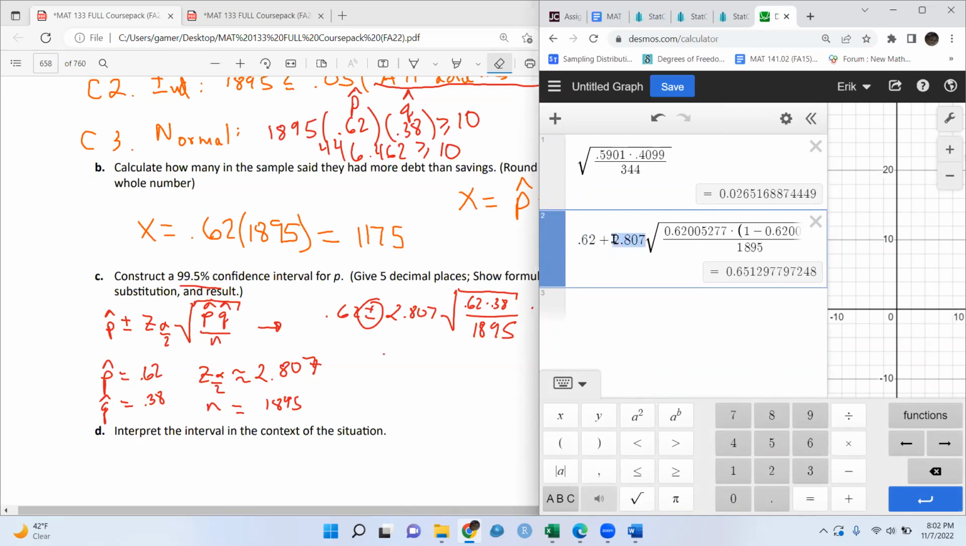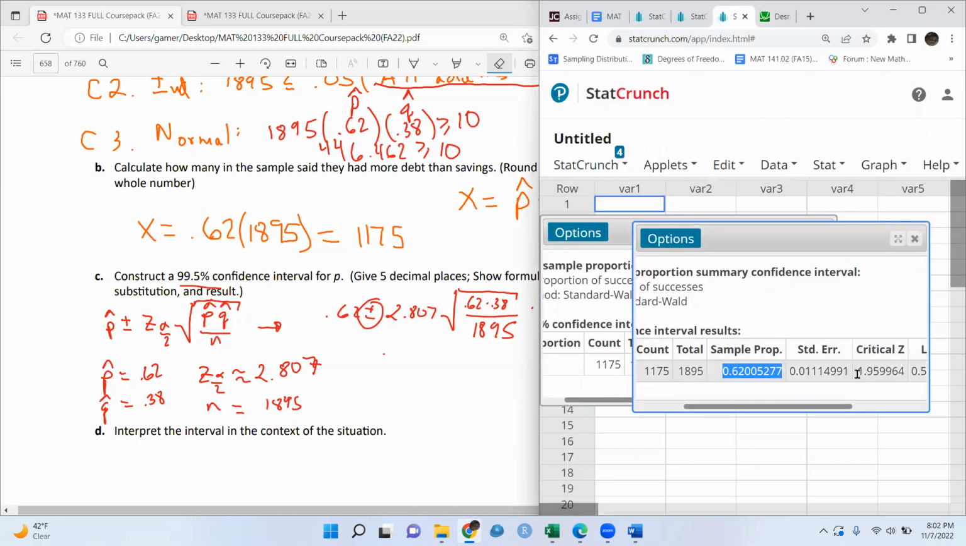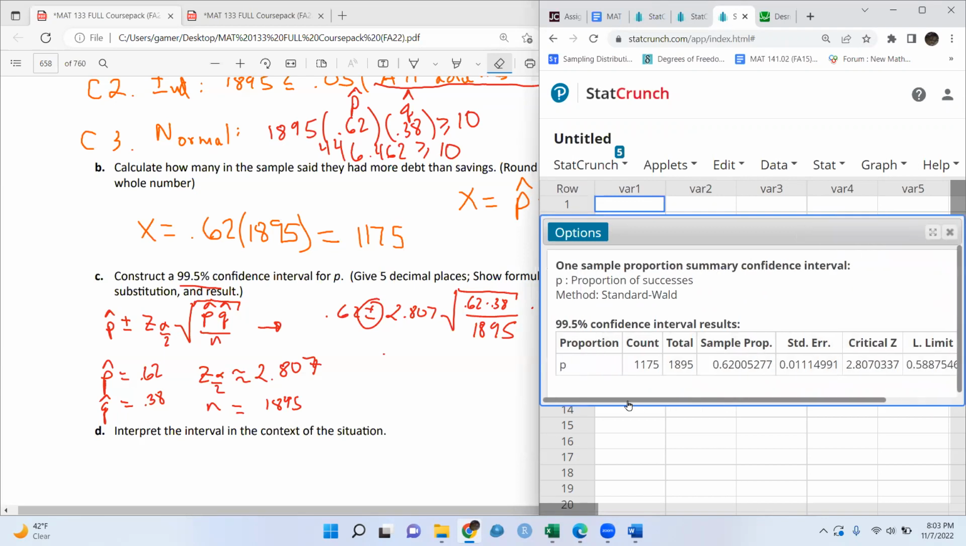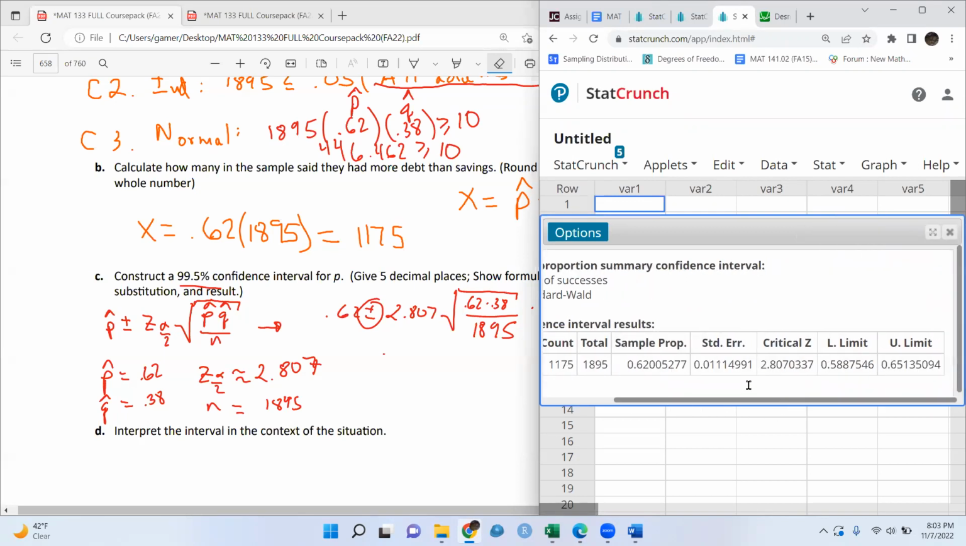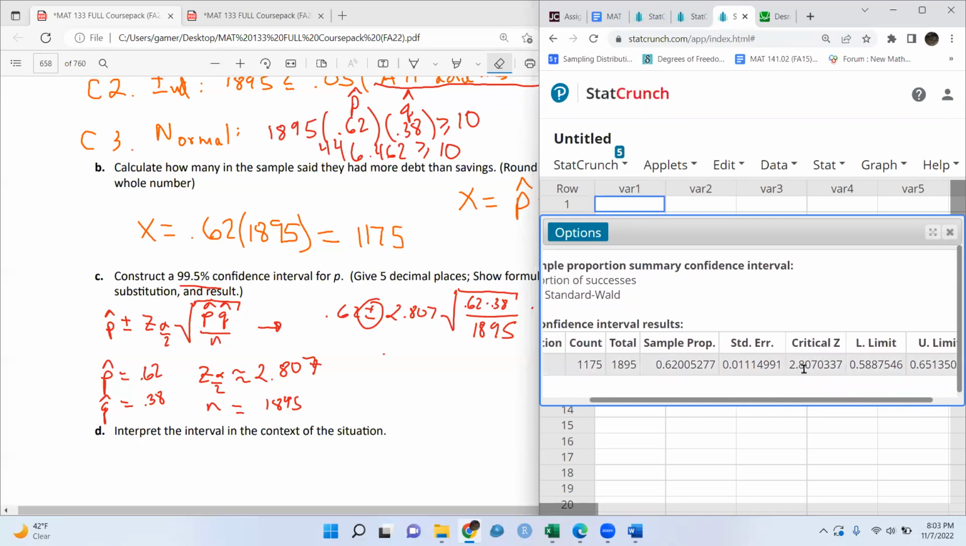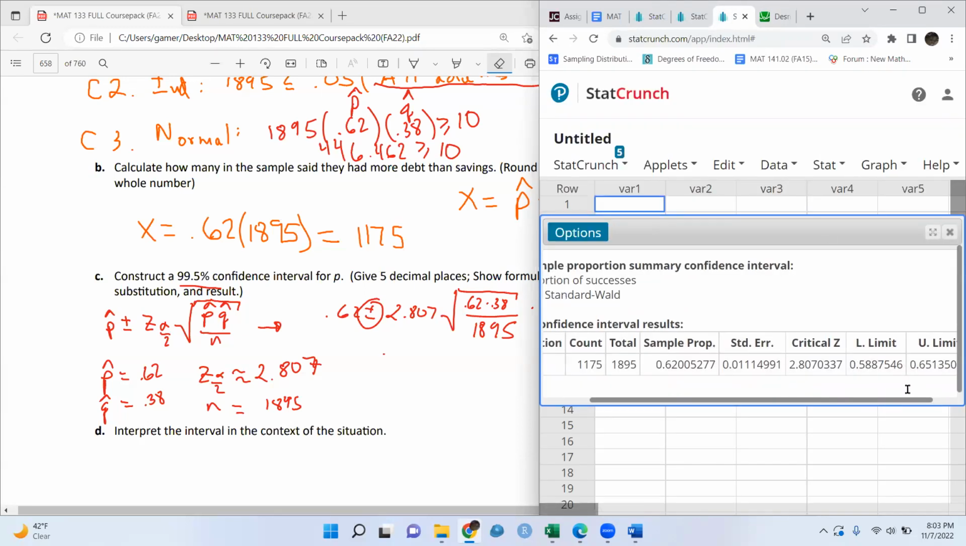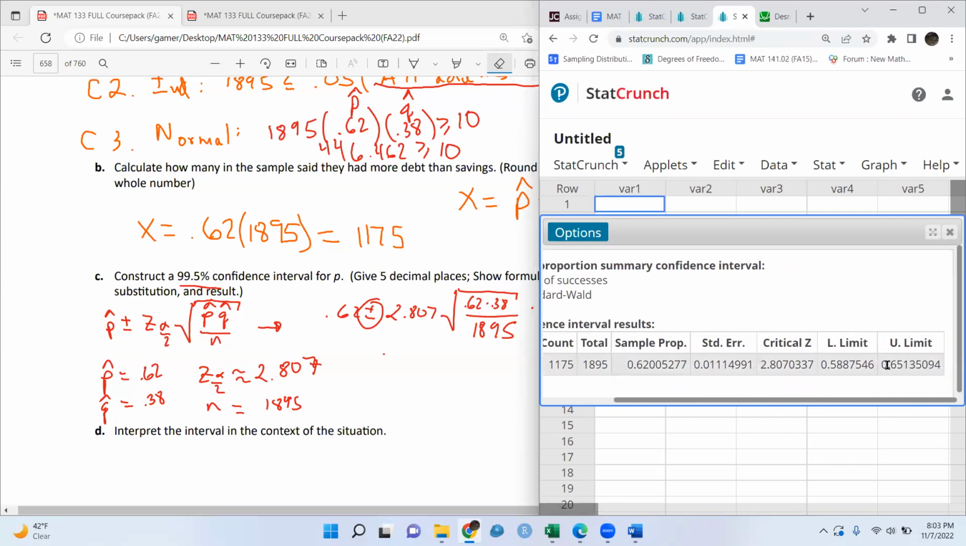Okay, let's change. This is the more important one. I got the wrong one, I got a 95% confidence interval. I never changed it. That's the problem. Here we go. Phew. So 0.65129779728, which is 0.6513. So the rounding does affect things when we go up to 5 decimal places.